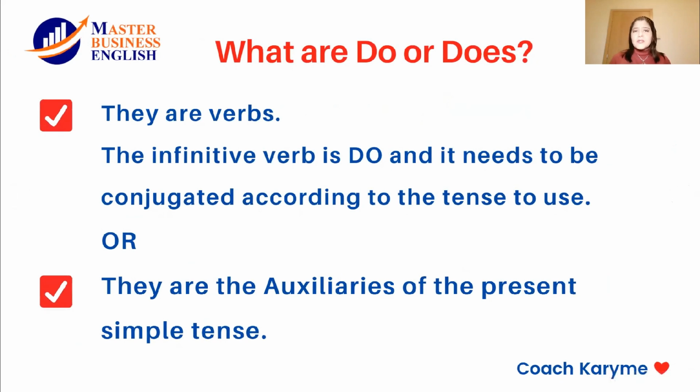Therefore, what are do or does? First of all, they are verbs. Exactly, verbs. The infinitive verb is to do, the verb do, and it needs to be conjugated according to the tense to use. And also, they are auxiliaries of the present simple tense. So again, do or does, they are verbs, or they are auxiliaries of the present simple tense.